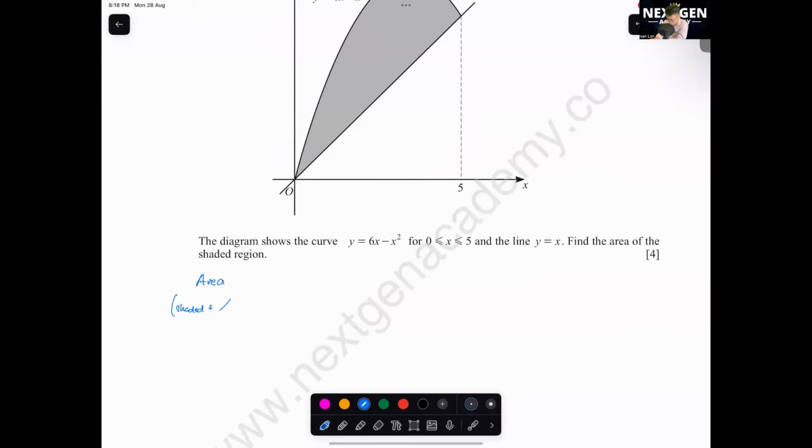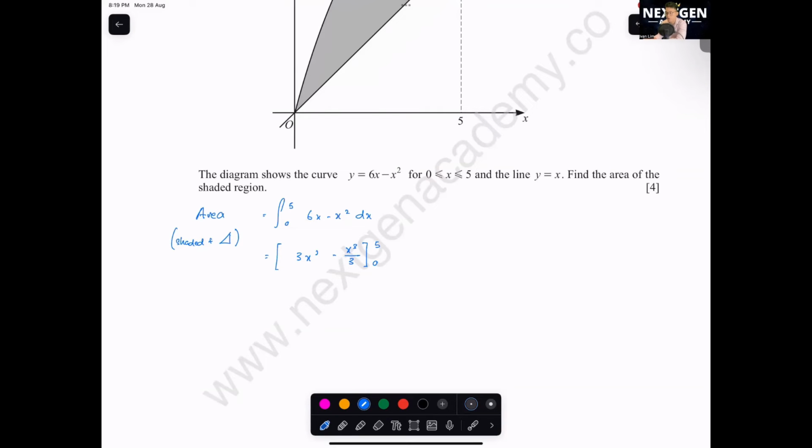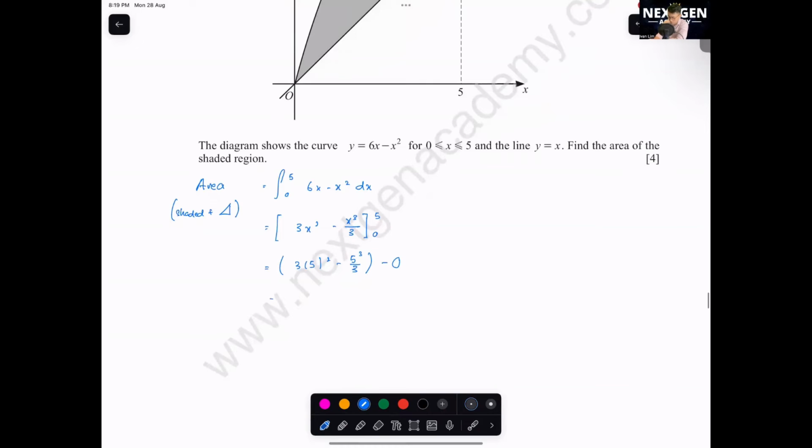So area of shaded plus triangle. So you integrate from 0 to 5, 6x minus x squared dx. Integrate it, you get 3x squared, I already simplified it, 3x squared minus x cubed over 3 from 0 to 5. 6x will become 6x squared over 2, so it becomes 3x squared. You substitute the 5 and the 0 in, so you get 3 times 5 squared minus 5 cubed over 3, then minus 0, because everything is multiplied by 0. Here will be equal to 100 over 3.